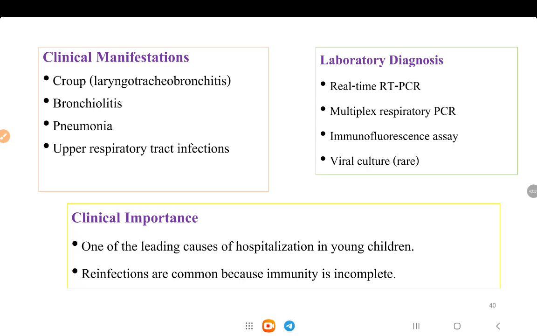The parainfluenza virus can cause different clinical manifestations: croup, bronchitis, pneumonia, or upper respiratory infection. For general laboratory diagnosis we can use real-time PCR or multiplex PCR. Immunofluorescence is used, while culture is very rare. Clinically important, it is one of the leading causes of hospitalization in young children, where reinfection occurs because the immunity is incomplete.